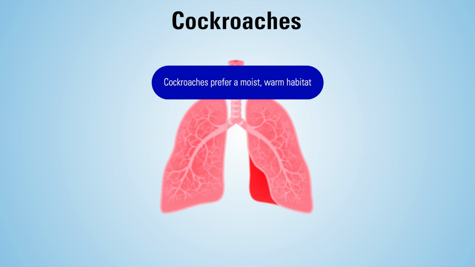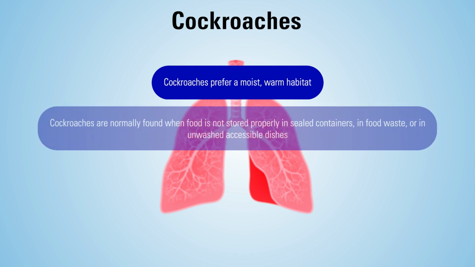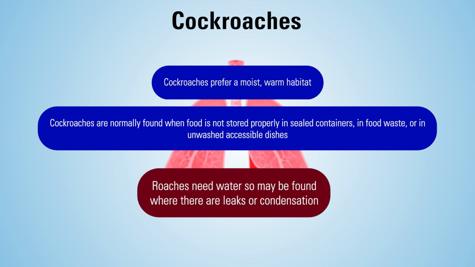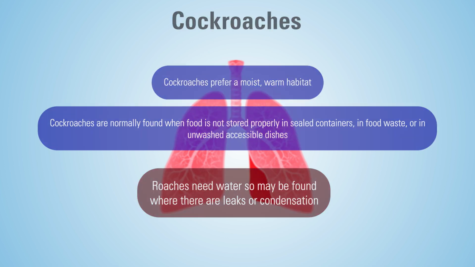Cockroaches prefer a moist, warm habitat. Cockroaches are usually found when food is not stored properly in sealed containers, in food waste, and in unwashed, accessible dishes. Roaches need water, so may be found where there are leaks or condensation.